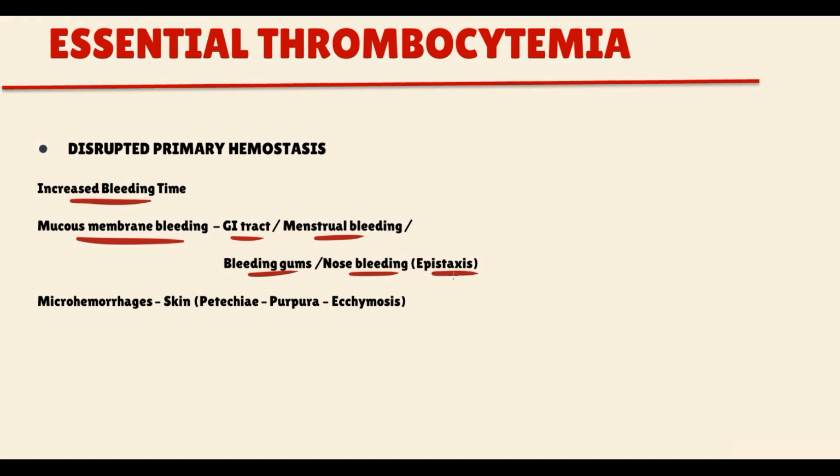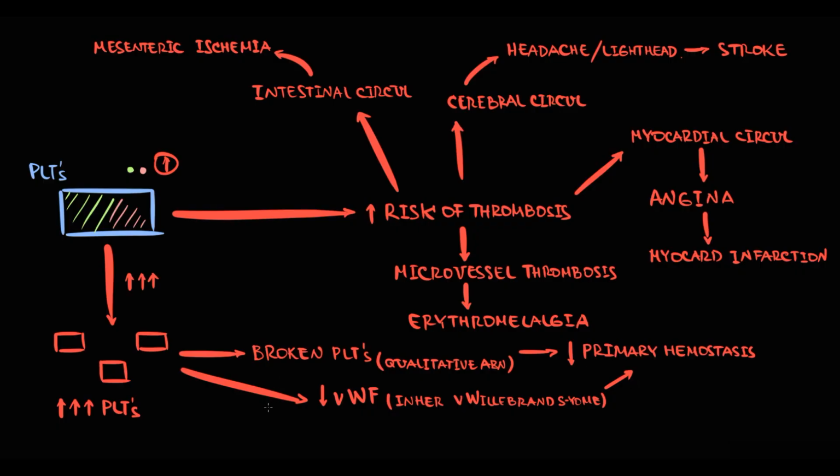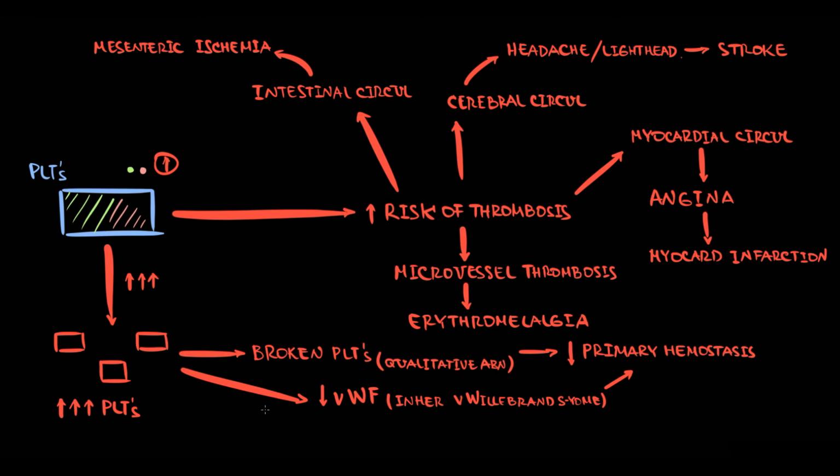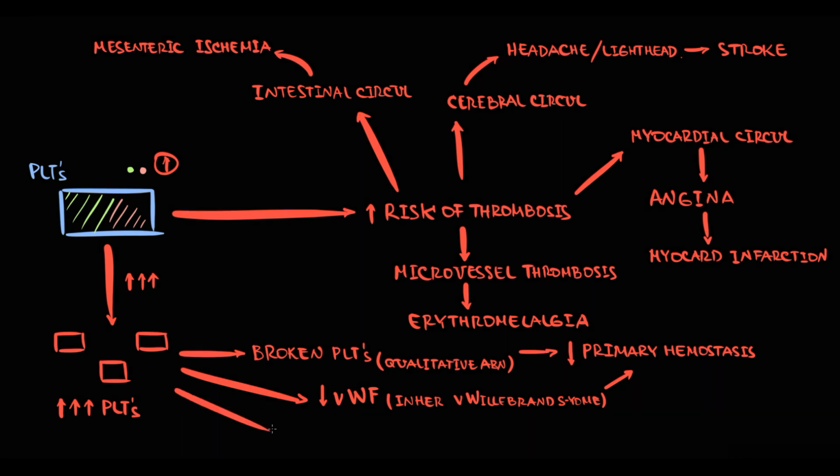Also, disruption of primary hemostasis causes microhemorrhages that on skin manifest as petechiae, purpura, ecchymosis. So the more severe becomes essential thrombocythemia, the higher becomes the platelets production. So the more platelets are produced broken, so the higher is the risk of bleeding. In addition to this, with increase in platelet count, splenic platelet pooling increases. As a result, splenomegaly develops.